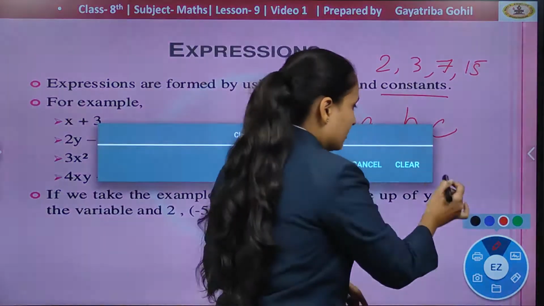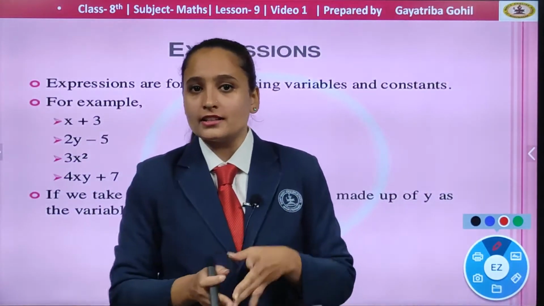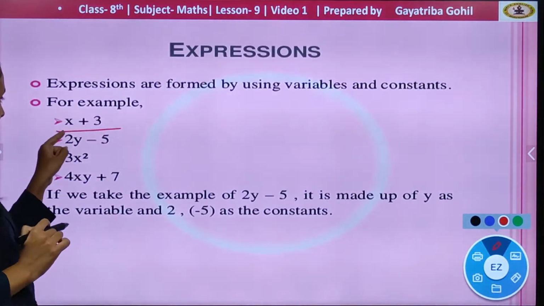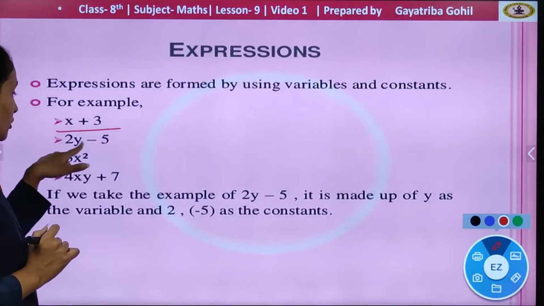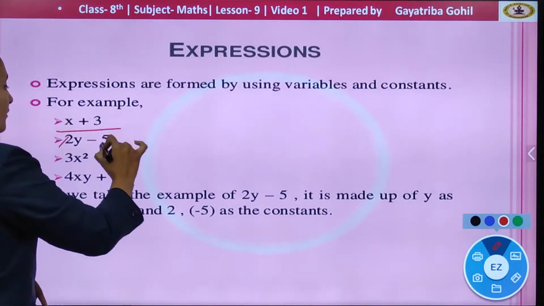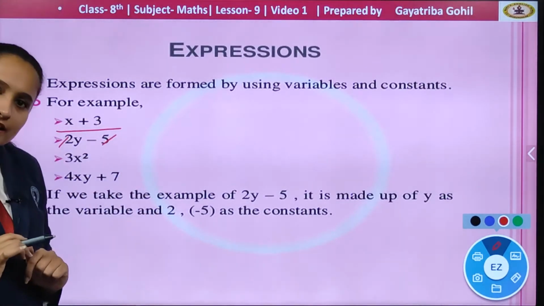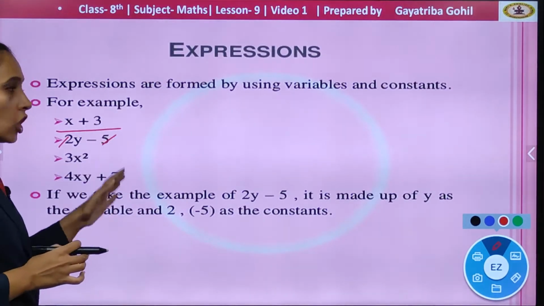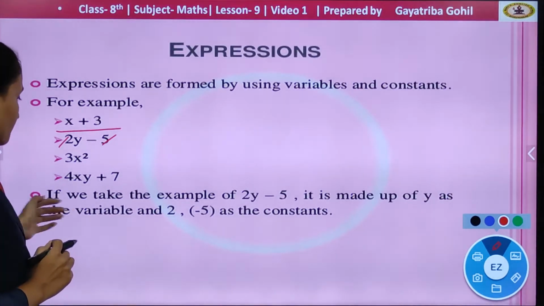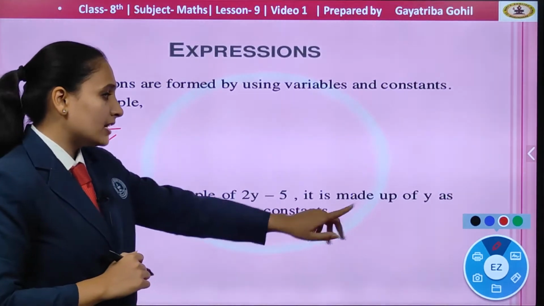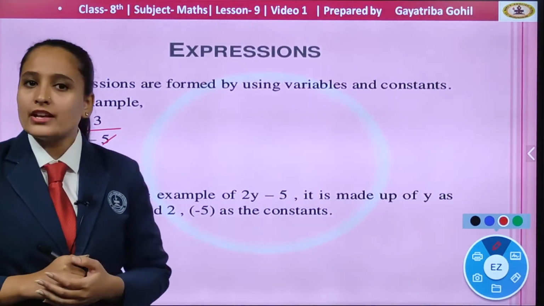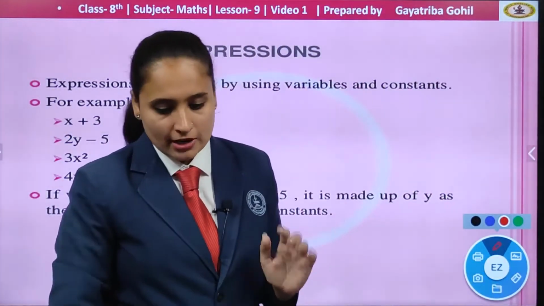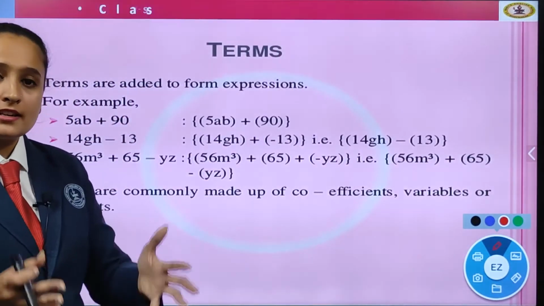So when a variable and a constant come together, they form expressions like this. x plus 3, x is a variable, 3 is a constant. 2y minus 5, 2 and 5 are constants, y is a variable. 3x square, 4xy plus 7, all of these are expressions. If we take the example of 2y minus 5, it is made up of y as a variable and 2 and minus 5 as constants, right? So these are expressions.